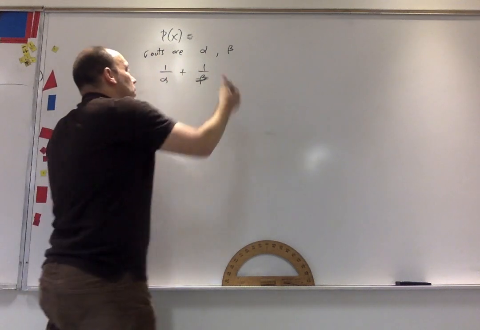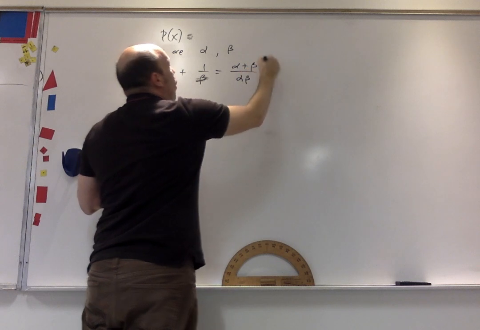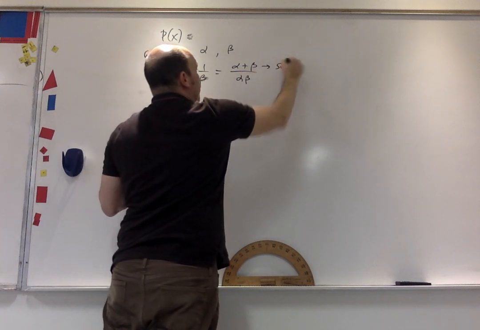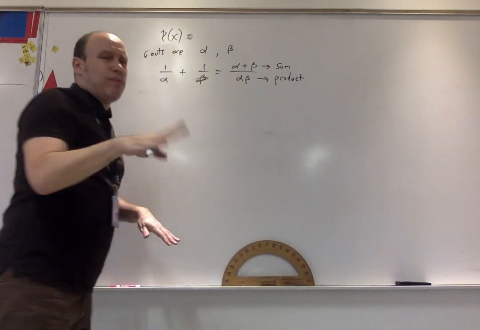Well, add it together. So you have alpha plus beta over alpha beta. Lo and behold, this is the sum, this is the product. These are silly games they play.